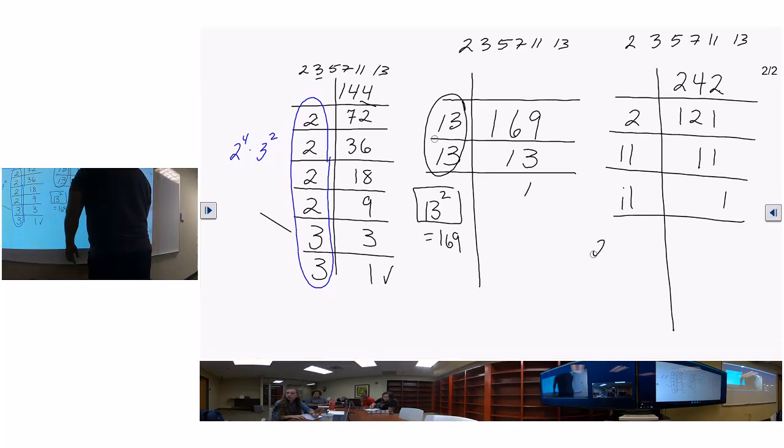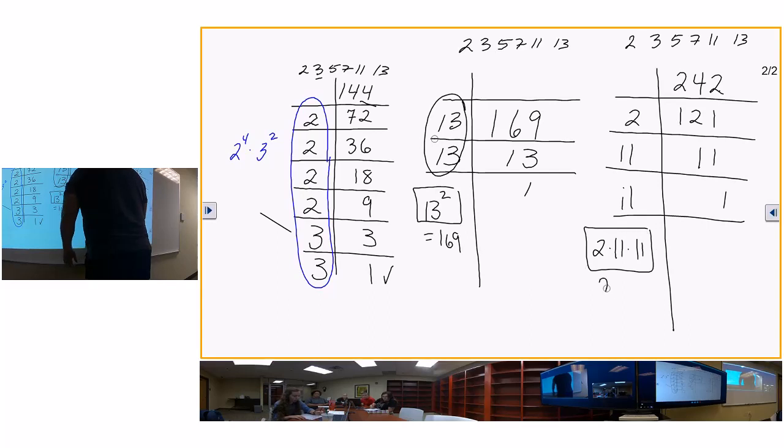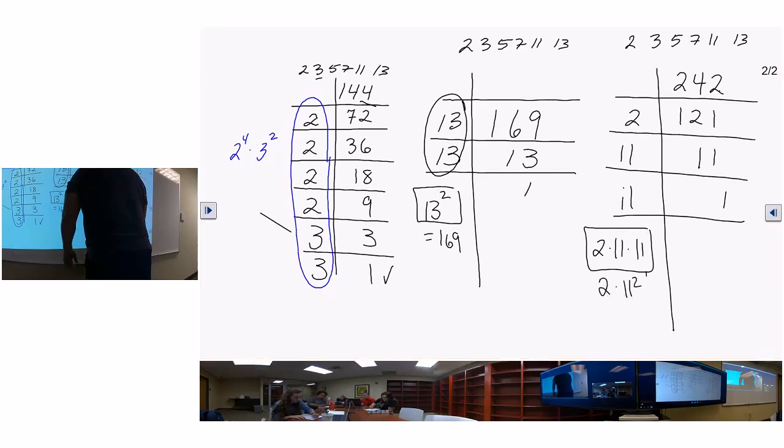So 2 times 11 times 11, or 2 times 11 squared.